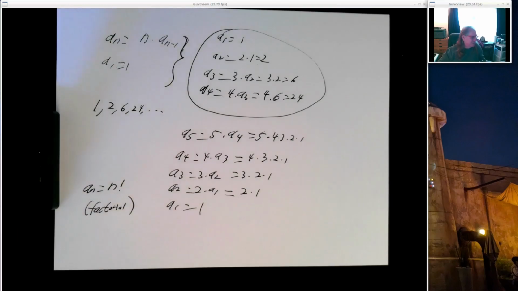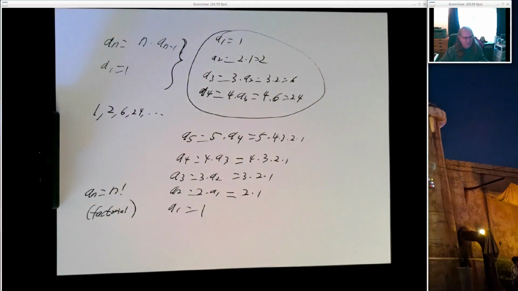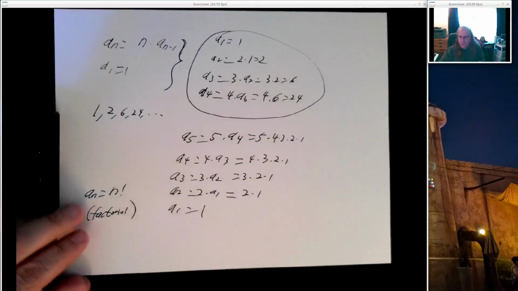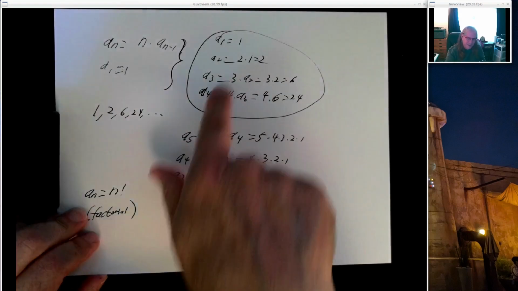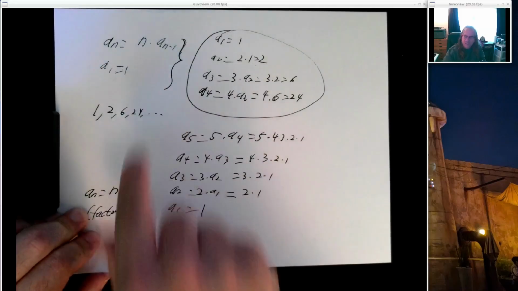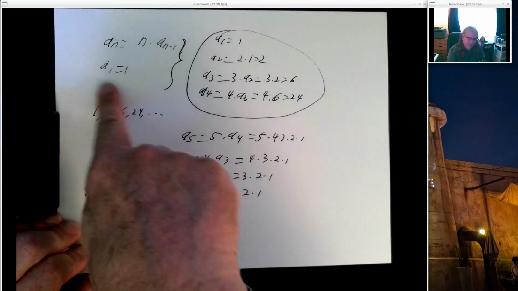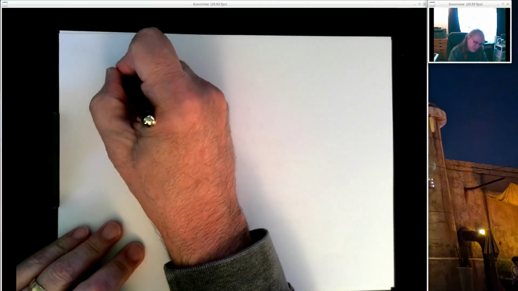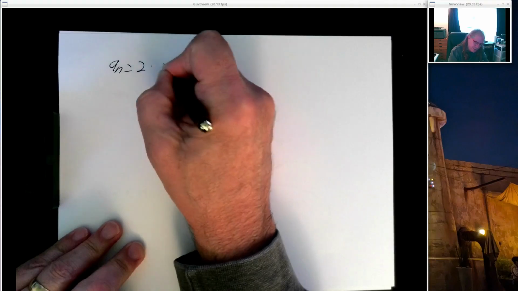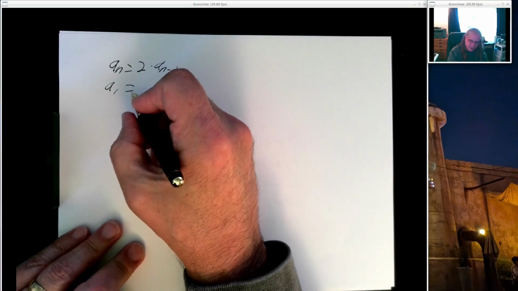Relatively simple idea, just a mapping from sequential integers to some set. That's a sequence, but we can sometimes find this recurrence relation, which describes the nth term in some combination of the prior terms. In this case, this describes factorials. Here's another recurrence relation. an equals 2 times an minus 1, a1 equals 2.